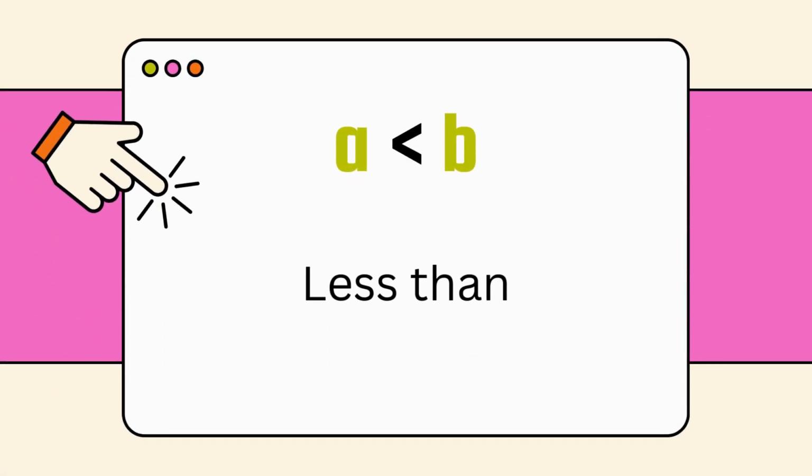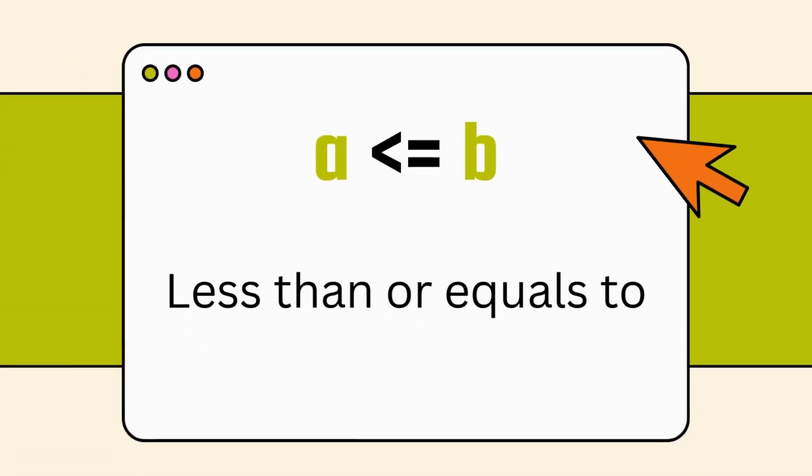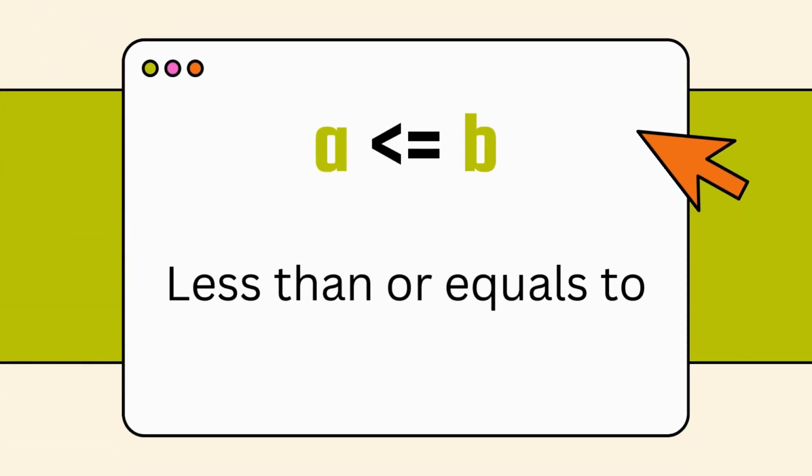And then we have less than. This does the opposite of what greater than does. So it checks if the number on the left is smaller than the one on the right. And then we have less than or equals to, which again is the opposite of greater than or equals to, and we give the computer two options to deal with. So it gives us true if either A is less than B or if A is equal to B.